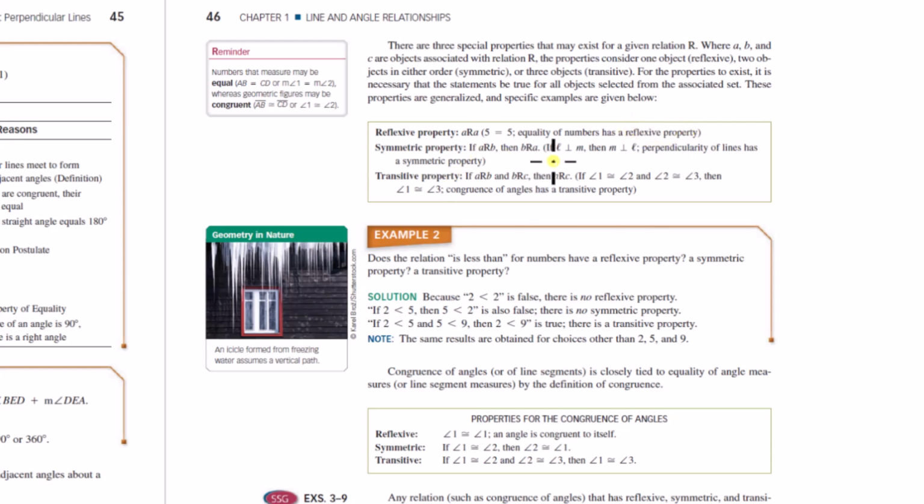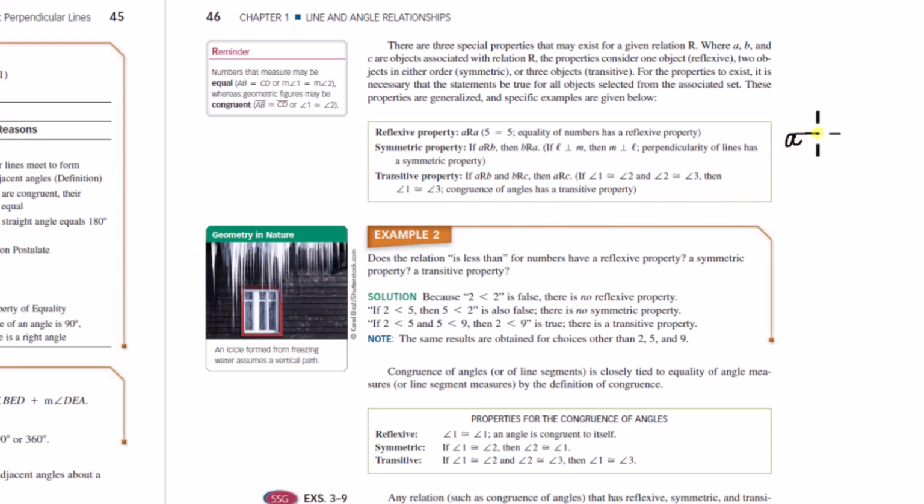Symmetric is that, if L is perpendicular to M, then M is perpendicular to L. It's kind of like it's reversible, the reversibility. But we're not talking about if-then statements here. We're talking about relations like perpendicularity. Or, if A is adjacent to B, then B is adjacent to A. If angle A is adjacent to angle B, then B is adjacent to angle A. That's a symmetric property. Okay, then the transitive property: we know that numbers obey the transitive property.